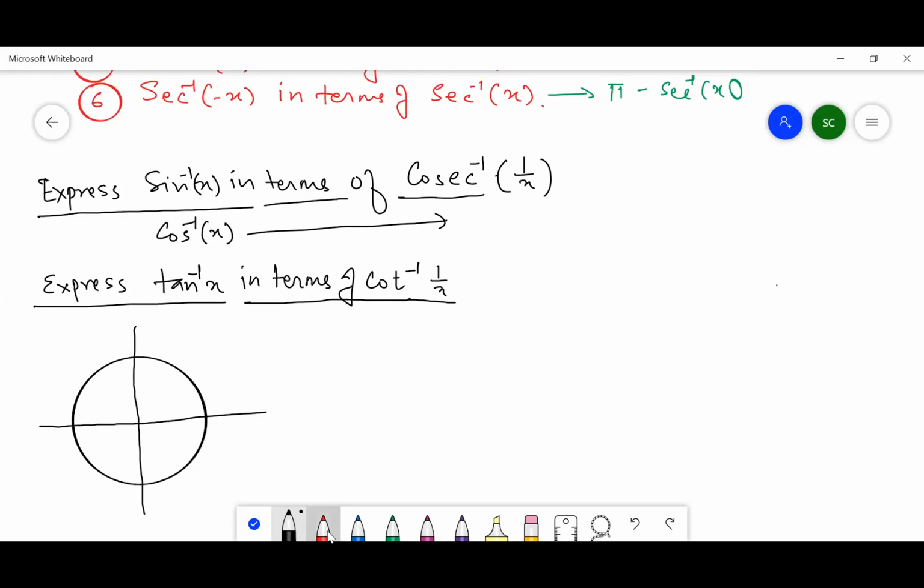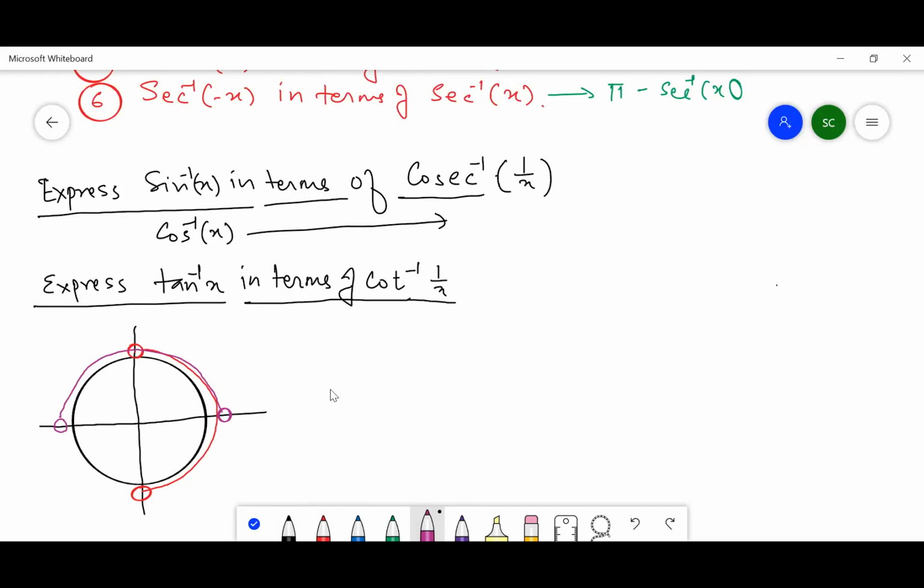Now, tan inverse is excluding these 2 points. This is the angle for tan inverse. And cot inverse is excluding these 2 points. This is cot inverse.